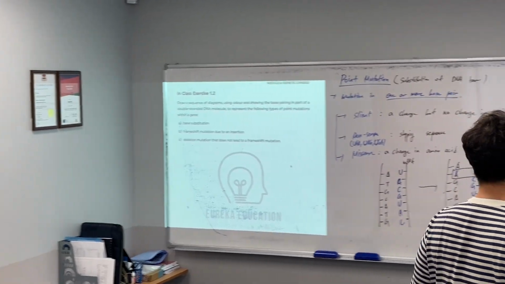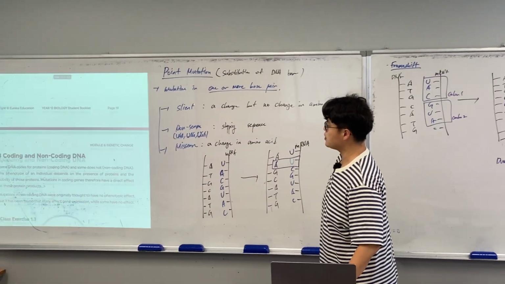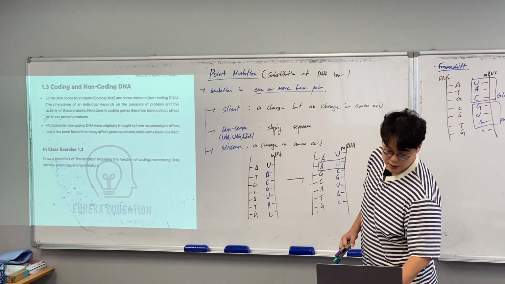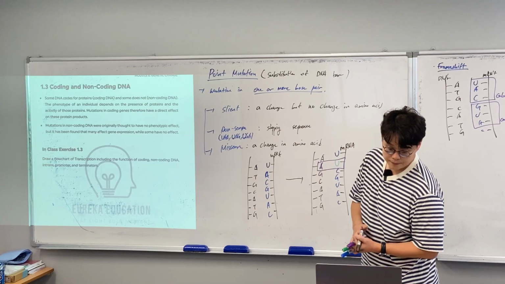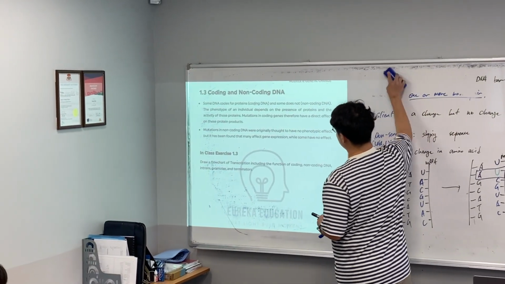All right, three types of mutation done. Let's move on to the next type of mutation then. It's also related to the coding and non-coding of DNA. So I will talk a little more about coding and non-coding DNA sections.